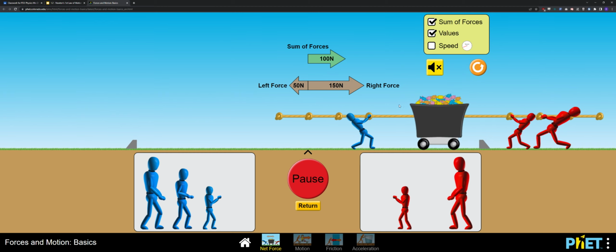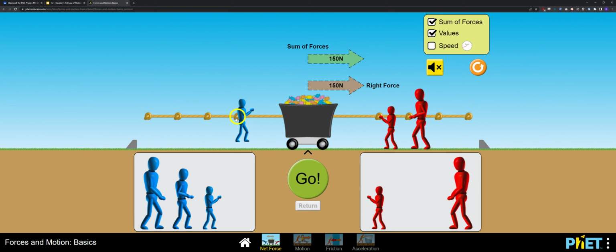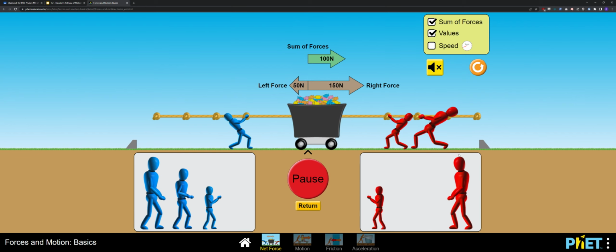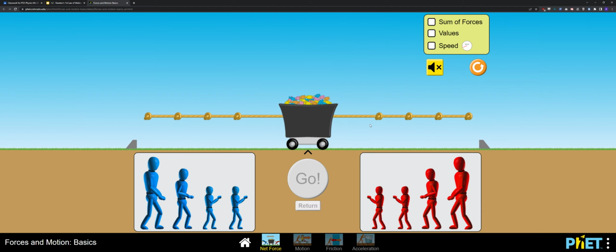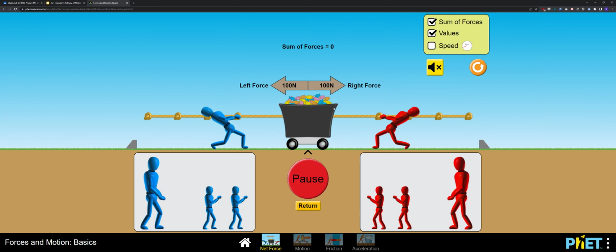As you can see in the simulation right here, when we had an unbalanced force, when we had more force on one side, the object started moving to the right. On the other hand, if we have equal forces on both sides, if we have balanced forces, nothing's going to happen. There's no change in motion here.